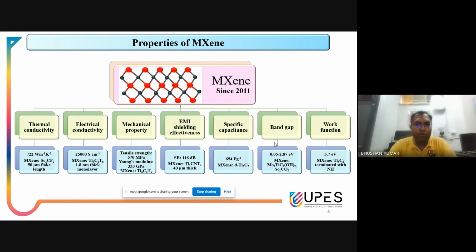And it shows good EMI shielding capabilities also. Pristine MXene shows 116 decibel shielding effectiveness, as compared to graphene. The pure form of graphene shows 68 decibel, so MXene's shielding effectiveness is much more. The specific capacitance is also 654 farad per gram, and there are band gap and work function. So these are the various properties of MXenes.